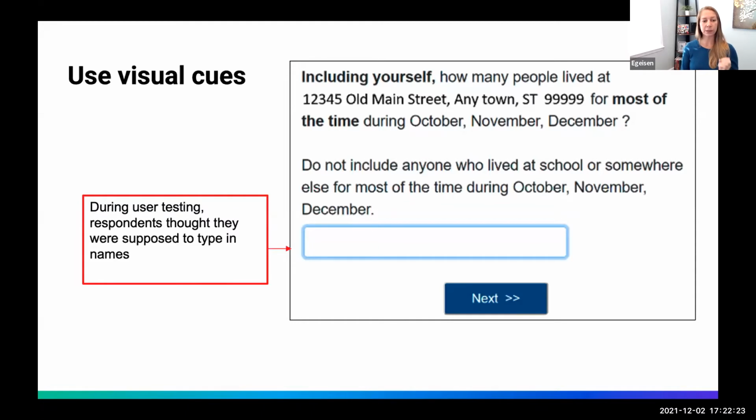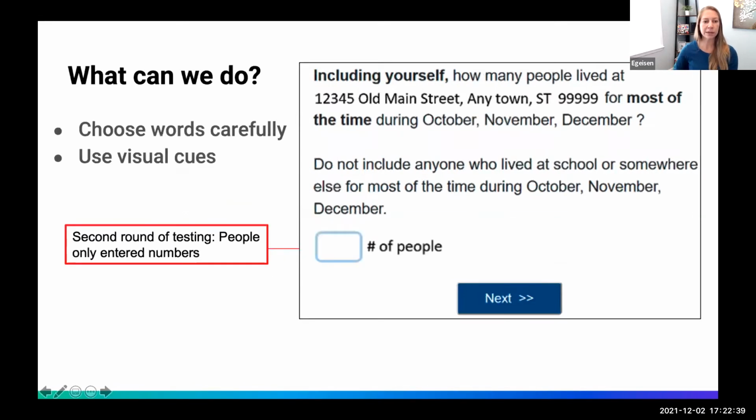And it's clear to me that people were reacting to the size of the text box. That box is so big that it's suggesting more information is needed than just a 1 or 2 digit number. It's kind of inviting them to write a name. So what I did was we revised this survey and we reduced the size of the text box to make it more obvious that a number should be entered here instead of names.